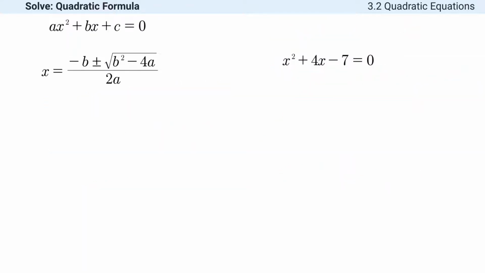x-axis. Okay, here's one you can try. Do the pause-play thing and see how you do. Again, I forgot the C right there. That's a C.